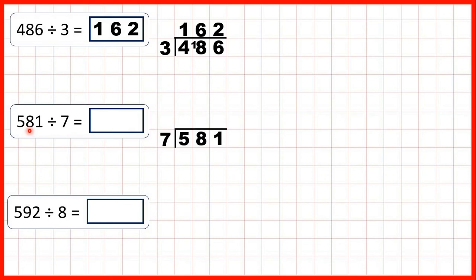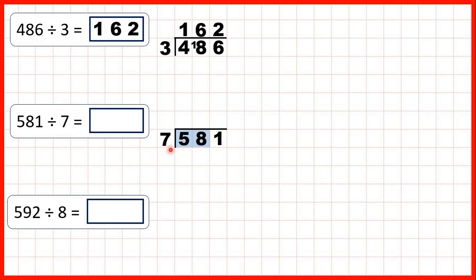Now we have 581 divided by 7. Now here we can see that the first digit is less than the divisor. So either we could write 0 remainder 5, or what I like to do is to just take the first 2 digits together and divide 58 by 7. Again, when we're dividing, we need to think of a number in the 7 times table that's as close to 58 as possible, but not more than 58.